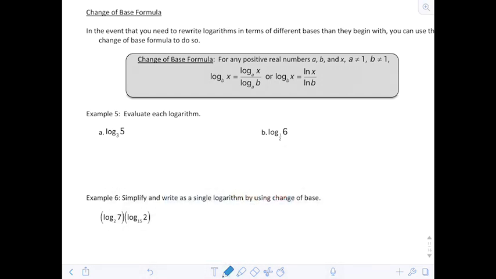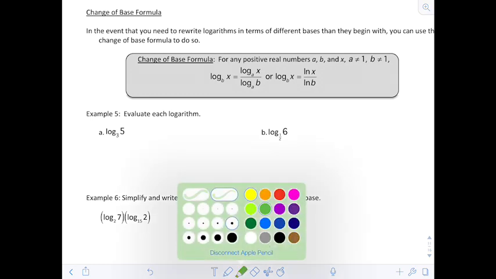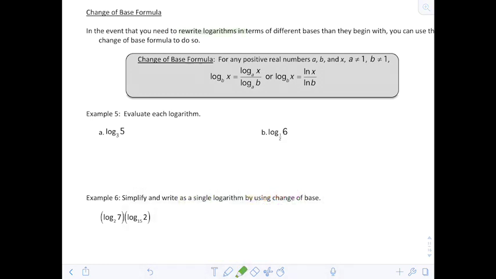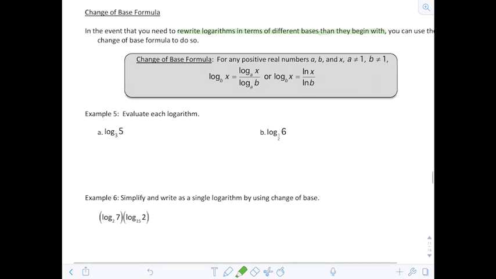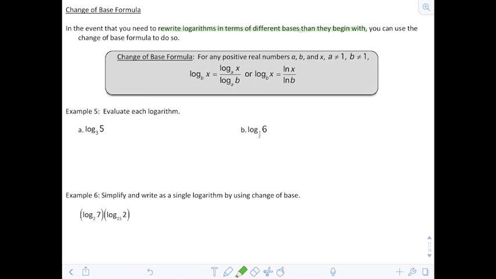The last thing we're going to talk about is the change of base formula. The reason that we have this is if we need to rewrite logarithms in terms of different bases than they begin with. In Algebra 2 and in Pre-Cal, we just skim the surface of logarithms, but there are definite uses for them, and so sometimes we need to rewrite them in terms of a different base. So we're going to use the change of base formula, and you may or may not remember this.